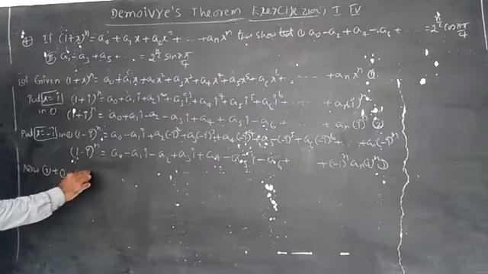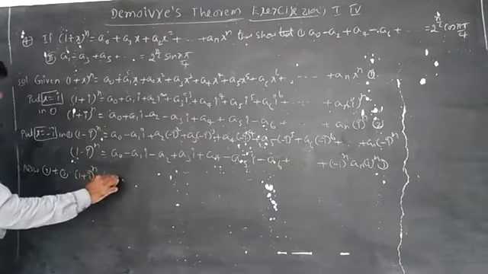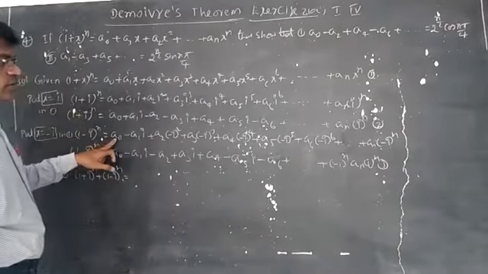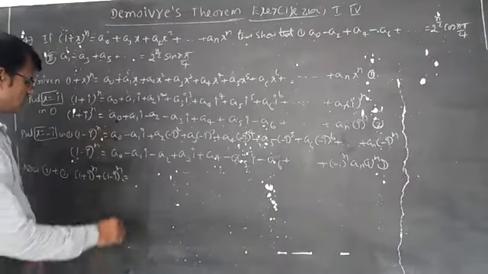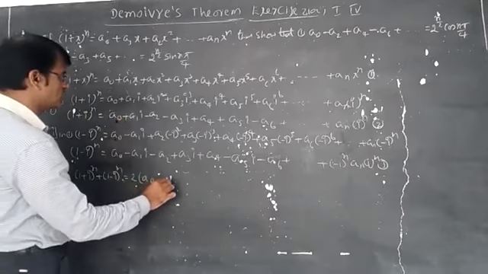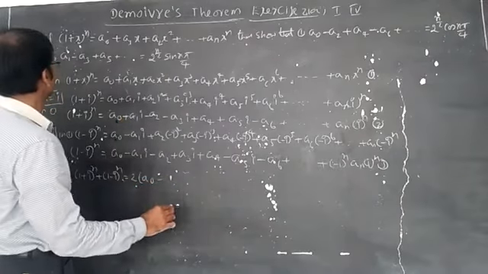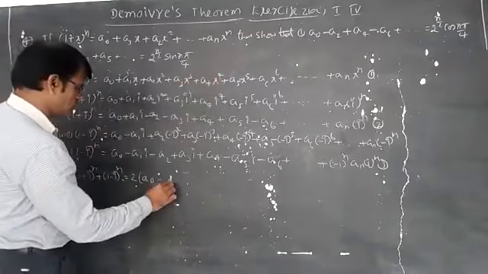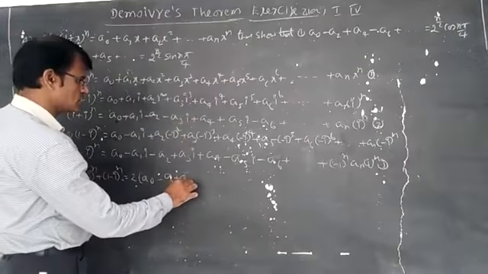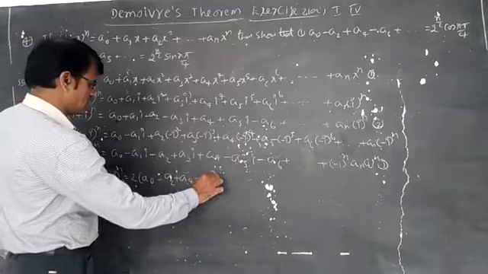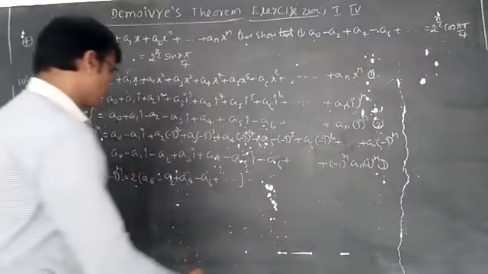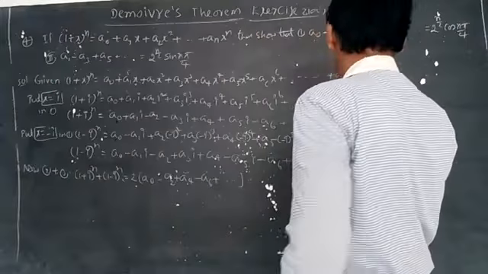(1 plus i) whole power n plus (1 minus i) whole power n is equal to, simply add this one and this one: a0 twice, a1 i gets cancelled, minus 2a2. We are getting 2 taken common, minus a3 gets cancelled, this is plus a4, minus a6, plus so on. Simply leave it, that's all, plus so on.